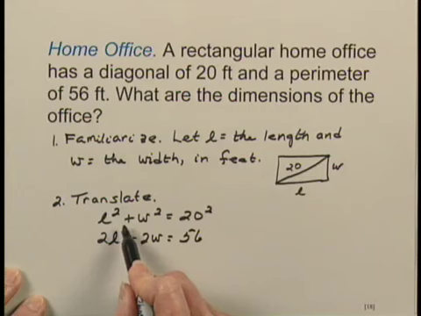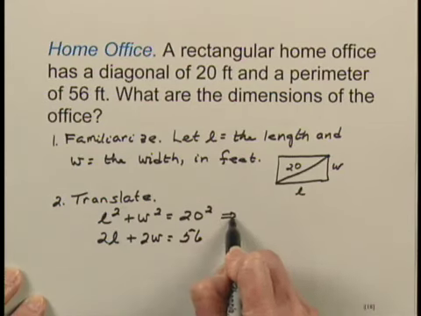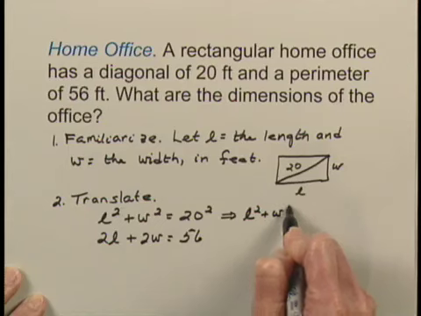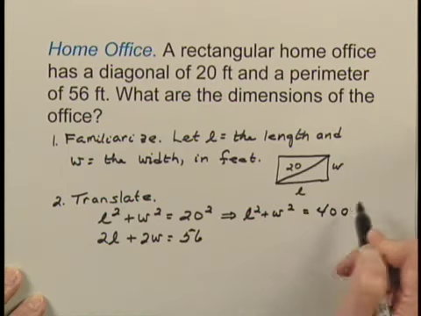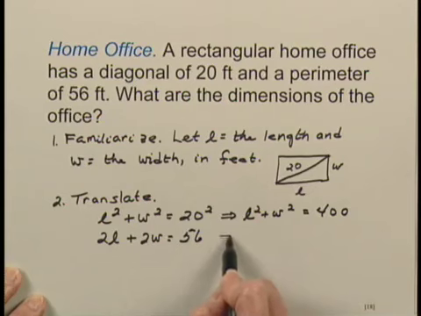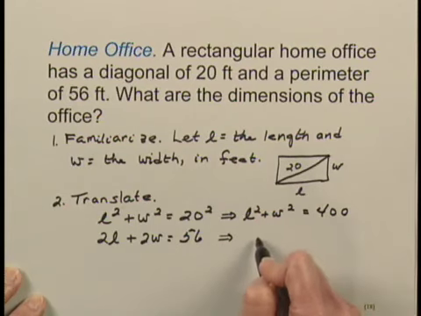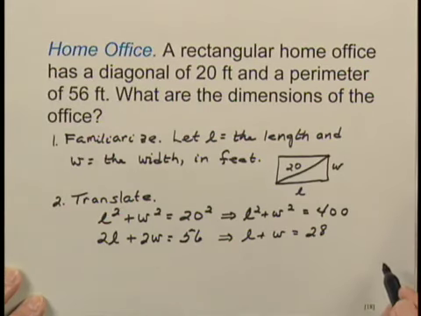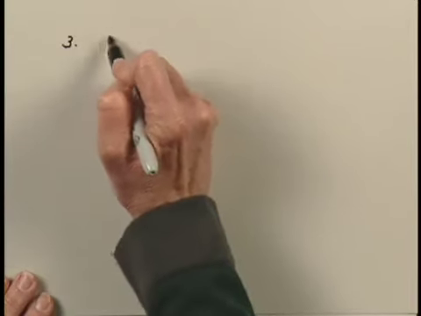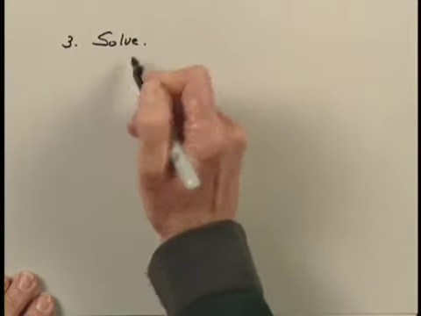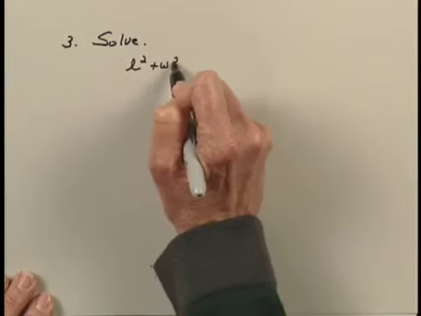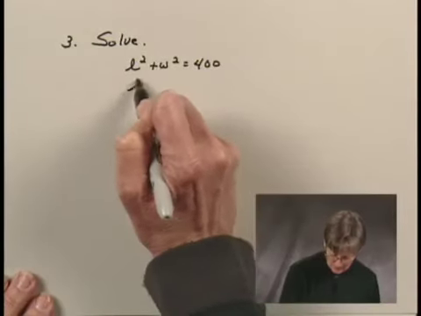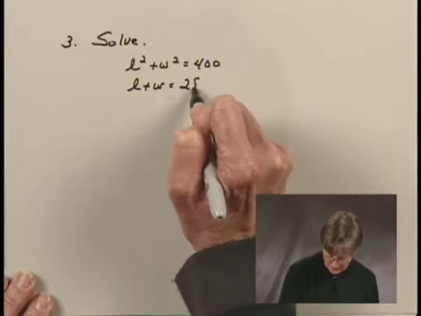And let's see what we have here. We can write L squared plus W squared equals 20 squared as L squared plus W squared equals 400 when we square 20. And with this equation, if I divide by 2 on both sides of the equation, I get L plus W is equal to 28. So now I'm ready to solve this system of equations. I have L squared plus W squared equals 400, and L plus W equals 28.